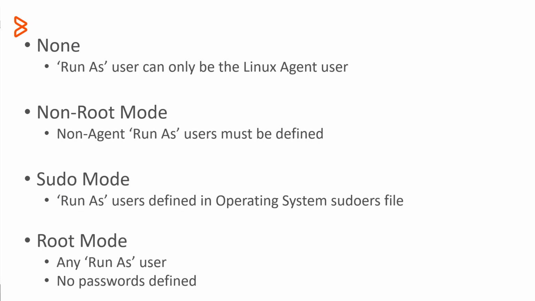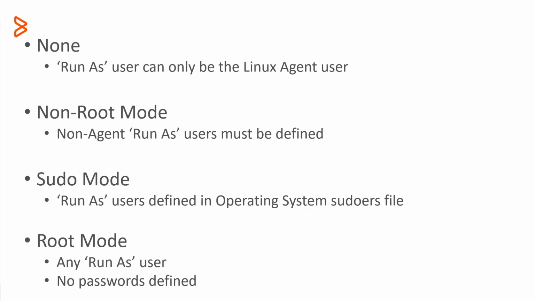In sudo mode, the agent processes similarly start as the Linux user hosting the Control-M software, but instead, your run-as users are registered in the operating system's sudoers file. Finally, in root mode, the processes run as the Linux root user and jobs submit as any run-as user accessible on that host, but without the need to register the users first.